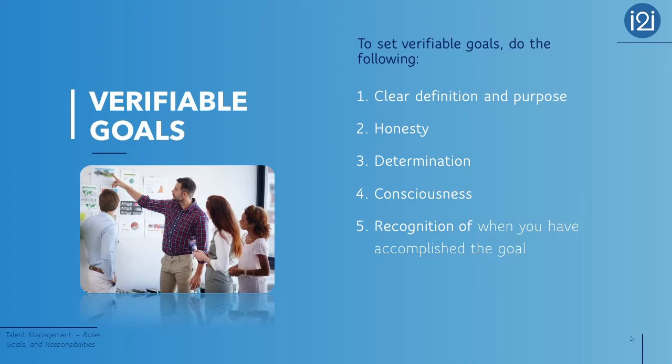Setting verifiable goals. In order to set verifiable goals, you need to do the following. First of all, establish a clear definition and purpose. The clearer the goal, the more likely you'll succeed at achieving it. Secondly, you have to be honest. Be honest with yourself as well as with your team members. Have the intention to accomplish the goal only if everyone is committed to it.